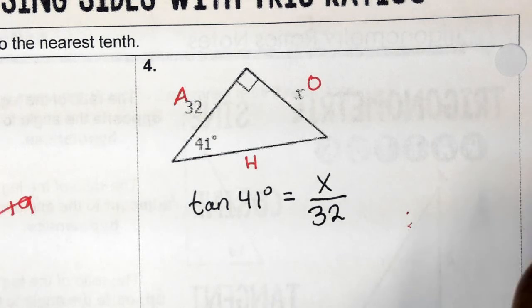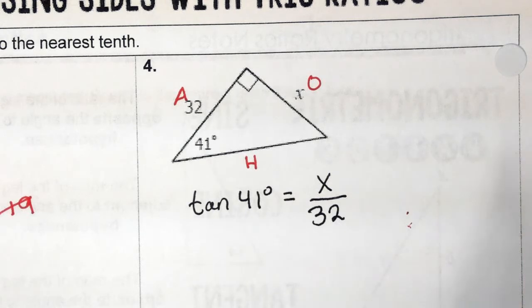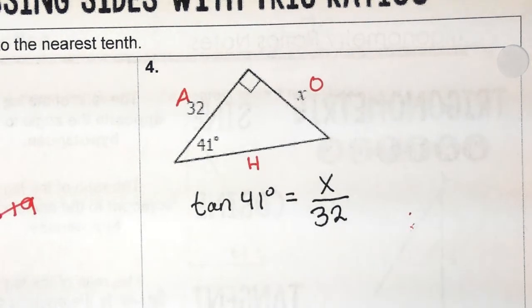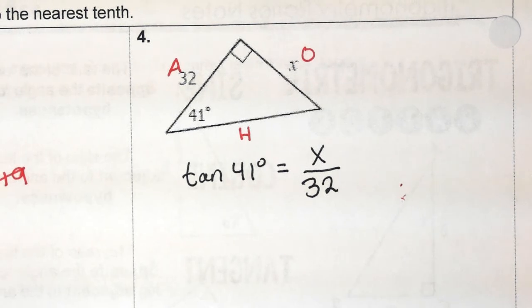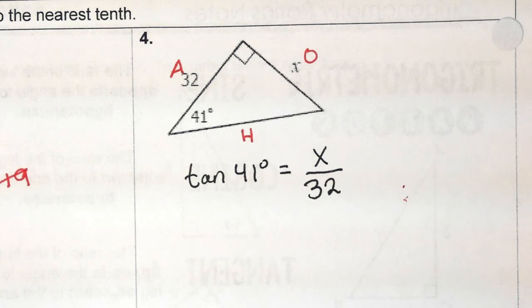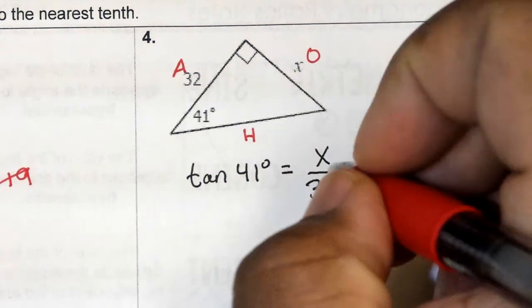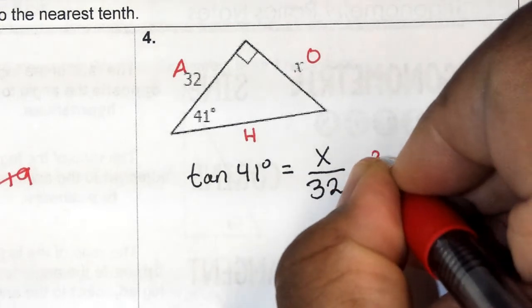Only thing I want to tell you right now while we're at it: don't ever think that X is always going to be on the top. X will not always be on the top of your ratio. You set it up the way you're supposed to, and then if X is on the bottom, you handle that accordingly. We're going to get there in these examples. But don't get in the mindframe that X is always going to be on top. It's not. But it is in this case, so X is being divided by 32. To get that off the bottom, once again, I'm going to multiply by 32.